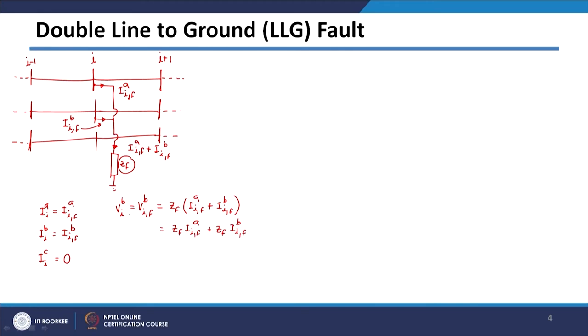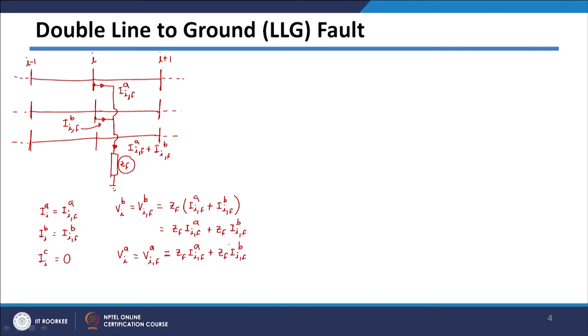And as we have seen, the same voltage is coming at A phase also. So for A phase also I can write this same condition, because the voltage at both the terminals is coming the same. So it will also be equal to the B phase fault current.